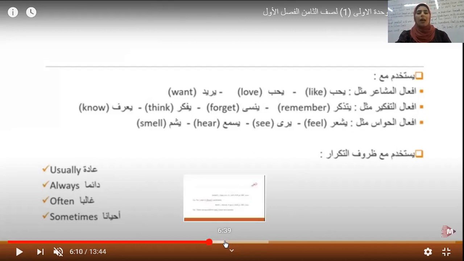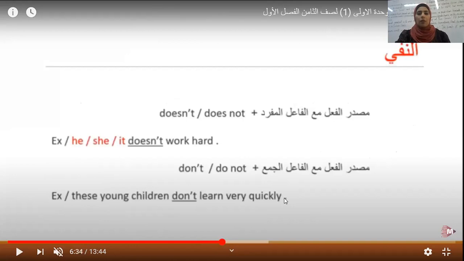Now let's talk about the negation. How should we form the sentence when we are giving negation for present simple? In negation, we are using do or does. As you know, do and does are auxiliary verbs for the present simple. To give the negation, you add not to does or not to do. So it becomes doesn't and don't.